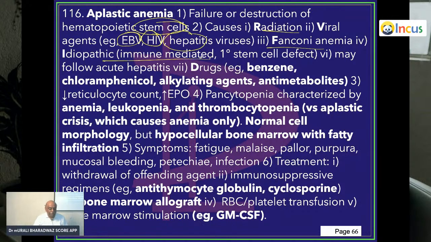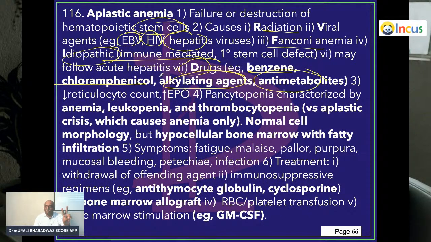Then it can be immune-mediated. Autoimmunity will go and destroy. Certain drugs, if you give, like benzene, chloramphenicol, a very common drug, can lead to the development of aplastic anemia. Alkylating agents, antimetabolites among the anti-cancer drugs can lead to aplastic anemia.